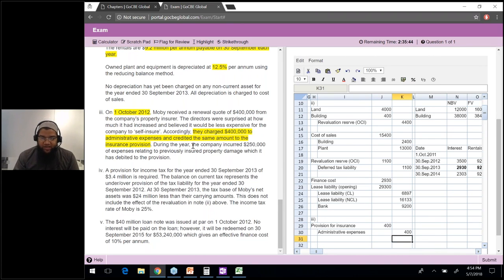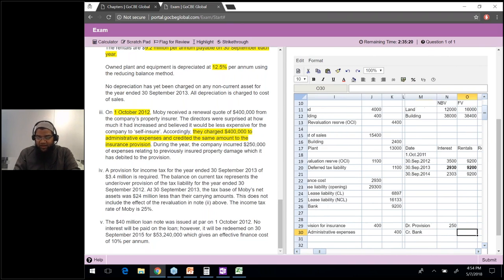Now the question further says that during the year, the company incurred 250,000 of expense relating to previously insured property damaged, which it has debited to the provision. The company has incurred a cost of 250, which they have debited in the provision and credited the bank. Is this the correct entry?